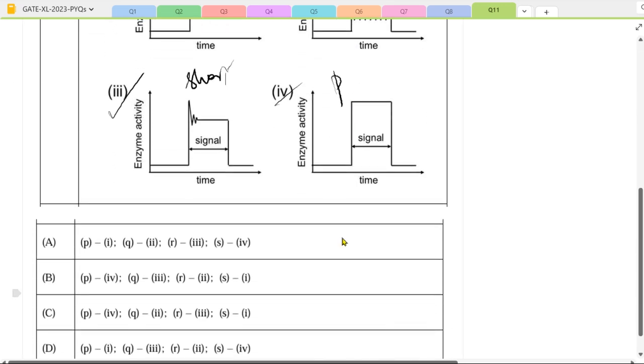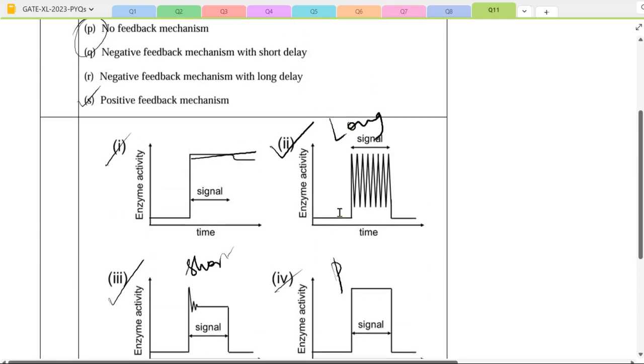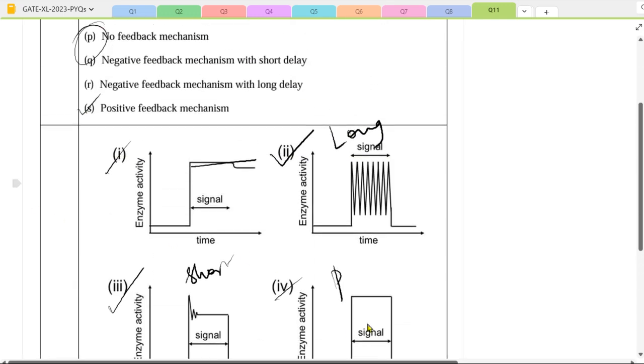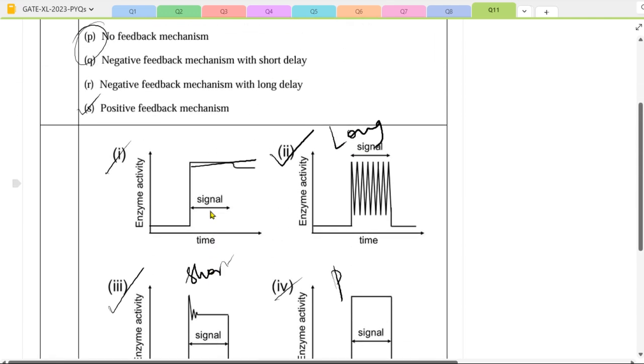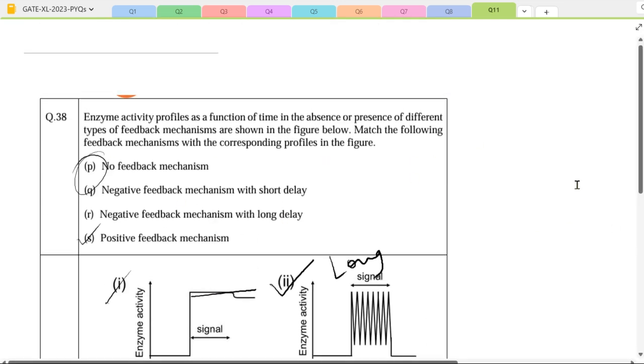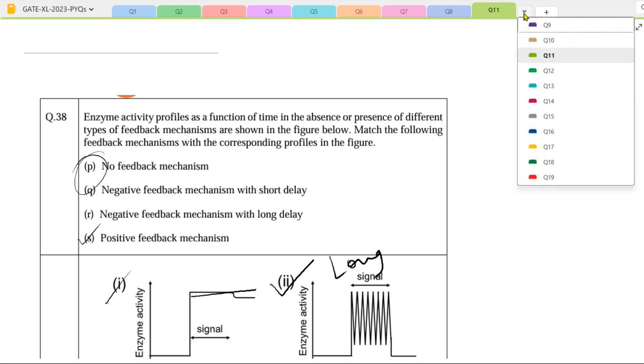So yes, and hence the correct option here is option D, that is P matches with 4, Q matches with 3, R matches with 2, and S matches with 1. So that is the correct option, and this is how you deduce how feedback mechanisms can be correlated with the enzyme activity. Okay, moving on to the next question.